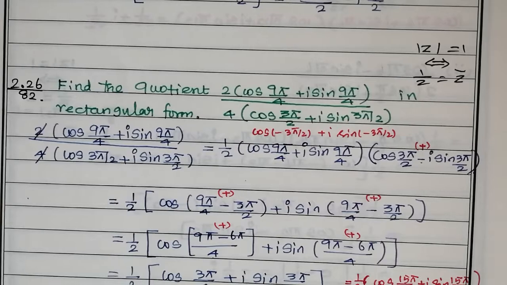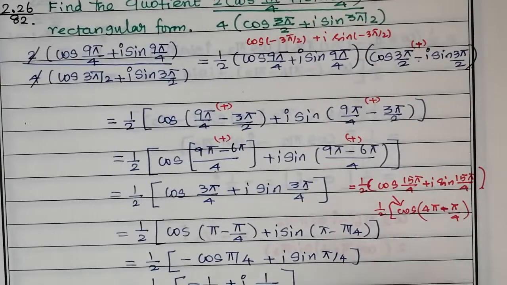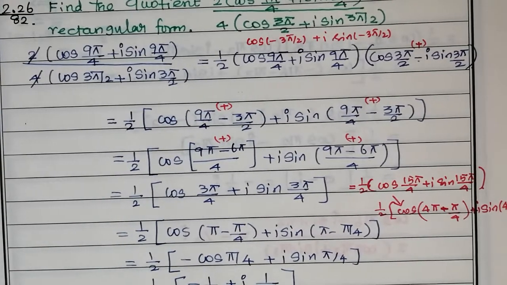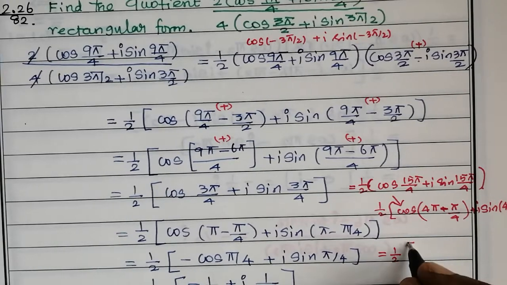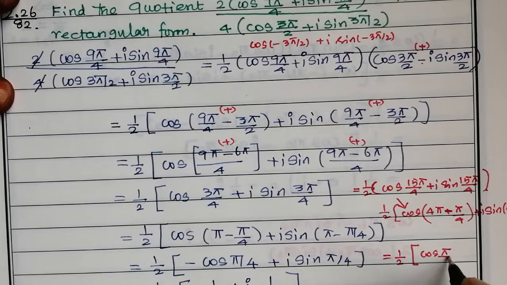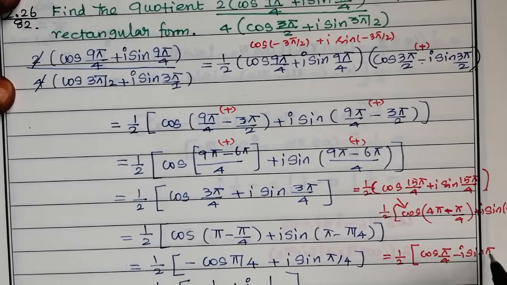So after that we can write 15π/4 is nothing but 1 by 2 into cos of (4π minus π/4) plus i into sin of (4π minus π/4). So we get 1 by 2 into cos of (4π minus π/4). It is in the fourth quadrant. In the fourth quadrant only cos is positive, so that is cos π/4 minus i sin π/4.